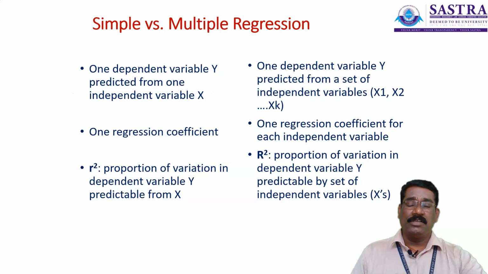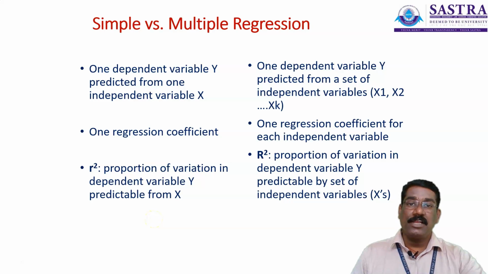When you talk about the differences between simple versus multiple regression analysis, it is quite obvious. In simple regression analysis, we have only one dependent variable predicted from one independent variable. I need to stress that one independent variable, because in simple regression analysis we are using only one dependent variable and one independent variable. Whereas in multiple regression analysis, we are using one dependent variable, but it is predicted by multiple independent variables like x1, x2, and so on.